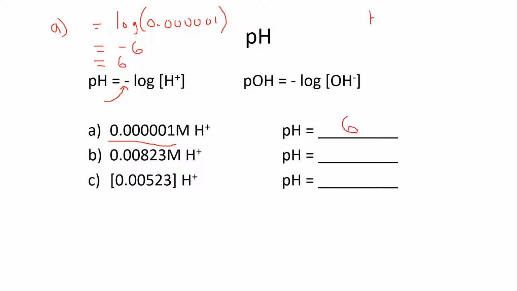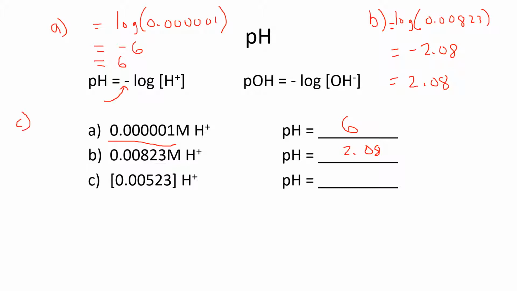So let's do B. Same thing, molar concentration. So log of 0.00823. That should give you a negative number, and then you just take the opposite of it. So what do you get for log of 0.00823? 2.08. So your pH would be 2.08. In brackets like this, it means molar concentration. Capital M or brackets.